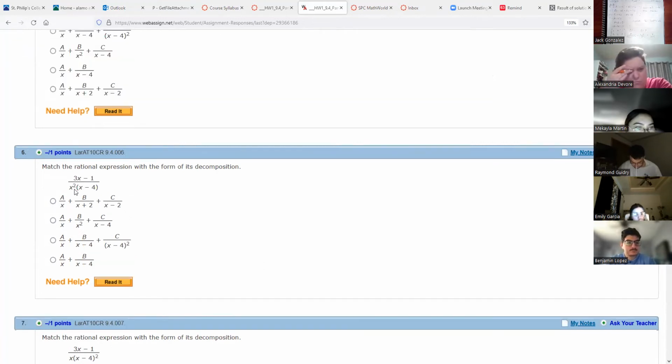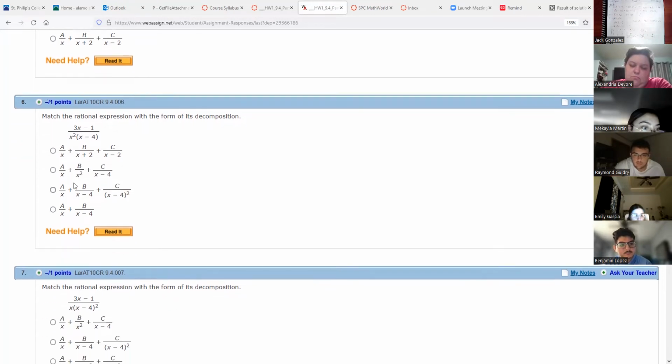Check this one out. This is a repeated linear factor. So I'm going to have to count up until 2. This one's not linear. So this is case 2, combined with an extra term. So right away, I would say D makes no sense. What do you guys think?